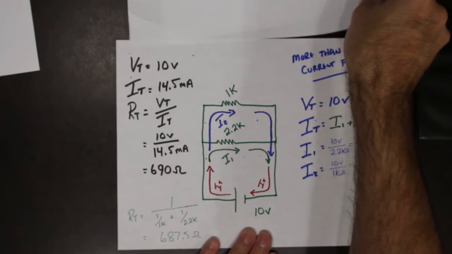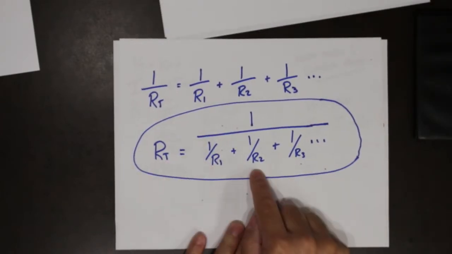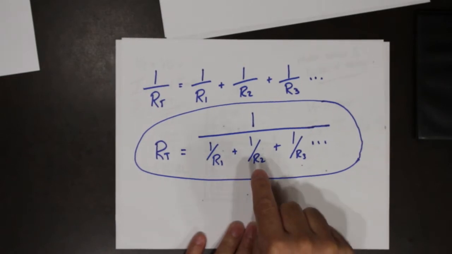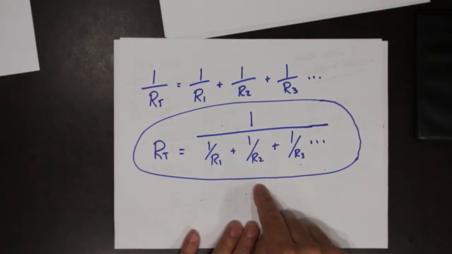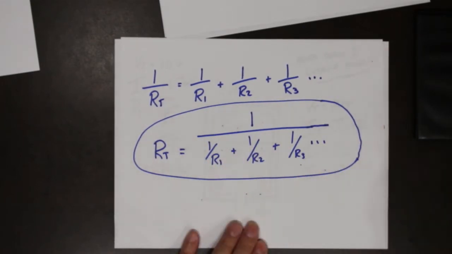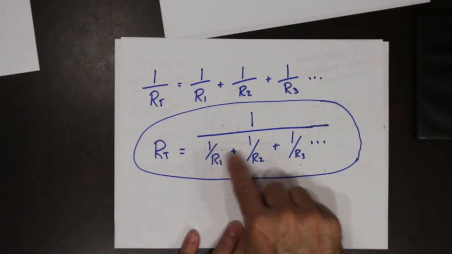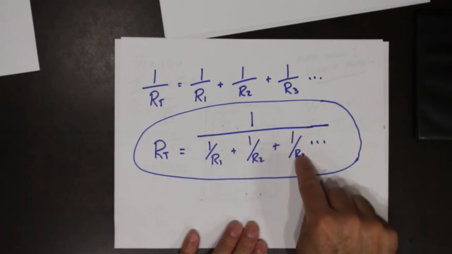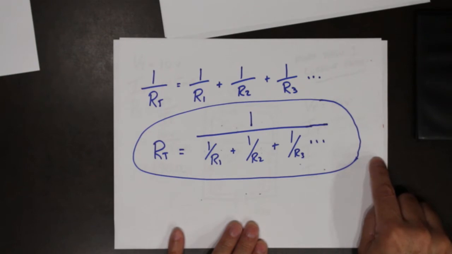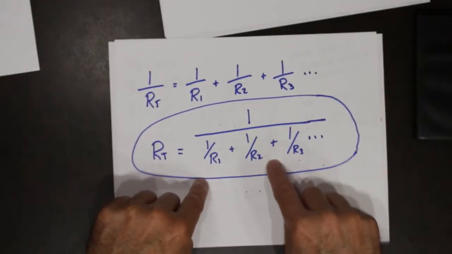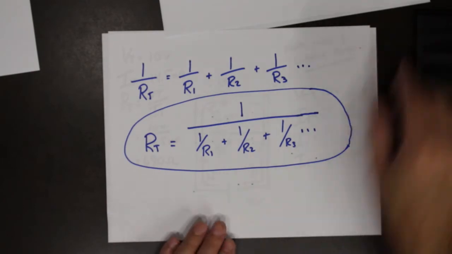So this formula for calculating our total works for each and every case of a parallel circuit. If we have 10 resistors in parallel, we use this formula, and it will be 1 over R1, 1 over R2, 1 over R3, etc., all the way up to 1 over R10. So this is the master formula for calculating our total in a parallel circuit.